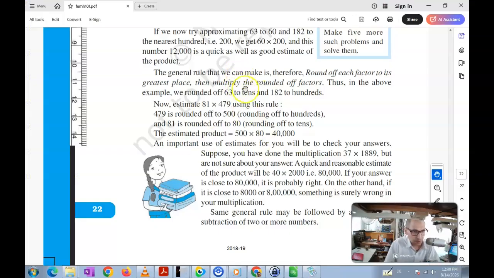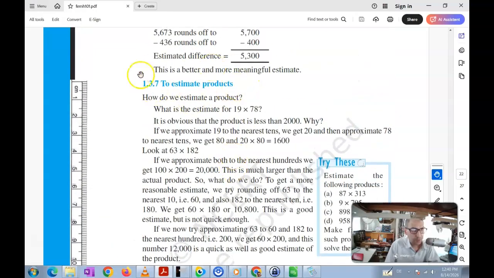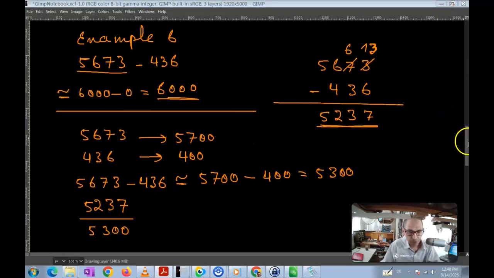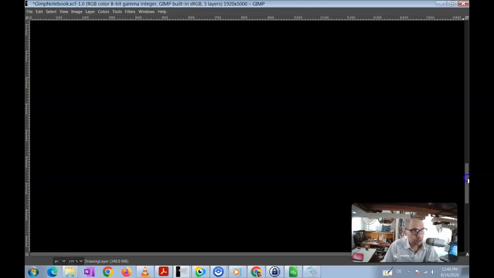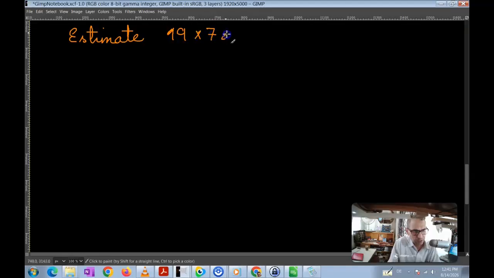Okay, so next let's also talk a little bit about multiplication and estimating products. So let's take a look at a couple of calculations. This is something interesting that you can use mainly in mathematics, but also in physics and chemistry. When you're solving problems, these types of things come in really handy. So let's say we want to estimate some calculation like 19 times 78, right?